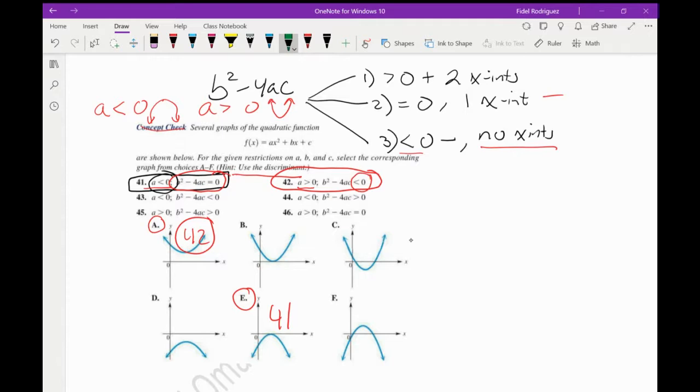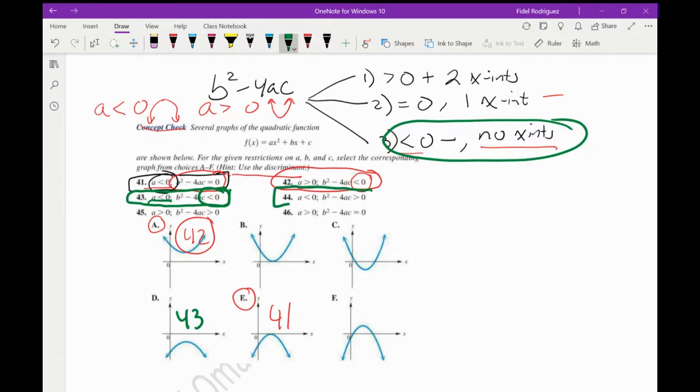Okay, so let's do the same thing for 43. 43, okay, A is less than 0. So again, it's got to be D or F now. And my discriminant is less than 0. If my discriminant is negative, there are no x-intercepts, so this here has to be number 43. Then I'm going to look at 44, and it says A is less than 0. That's negative. It's got to be F because that's the only other one I can choose from. But it tells me my discriminant is positive. When my discriminant is positive, we have 2 x-intercepts. So this one here is going to be 44.